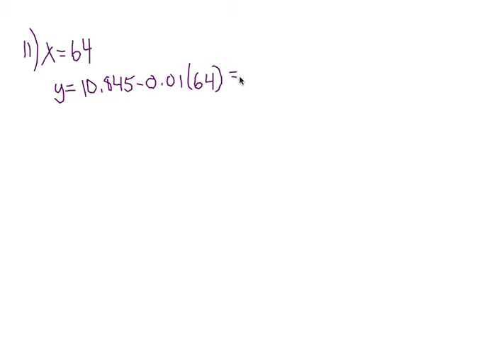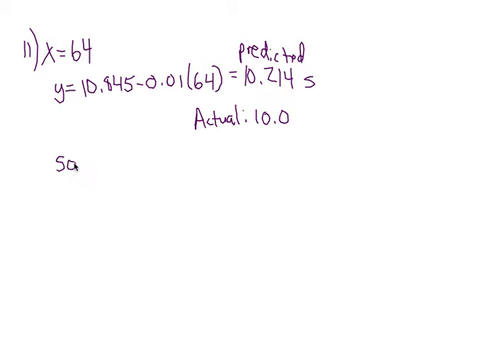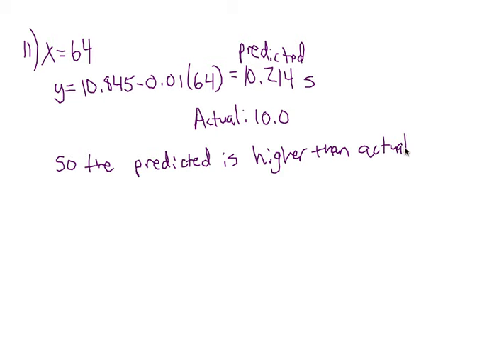Okay, so 10.214 seconds. How do the predicted winning times compare to the data in the table? If you flip over to the table, in the year 1964, the actual was 10.0. The predicted is 10.214. So the predicted was actually higher than the actual time. And that's going to come into play a lot later as well.